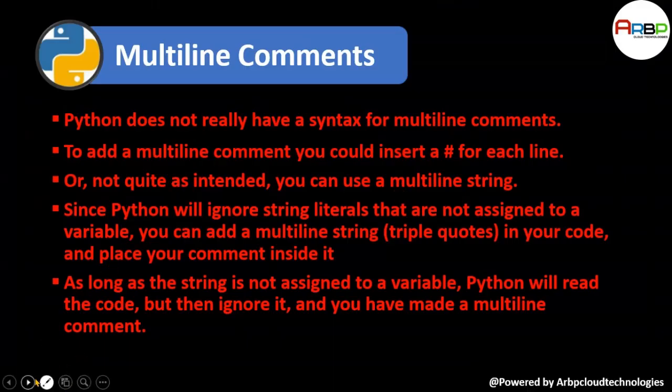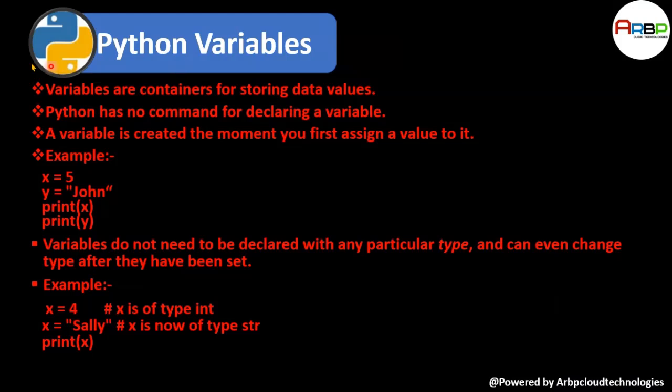Now next we have Python variables. Variables are containers for storing data values. Python has no command for declaring a variable. A variable is created the moment you first assign a value to it. Example: x is equal to 5 and y is equal to John. Print x and y. So the output of this will be 5 and John.